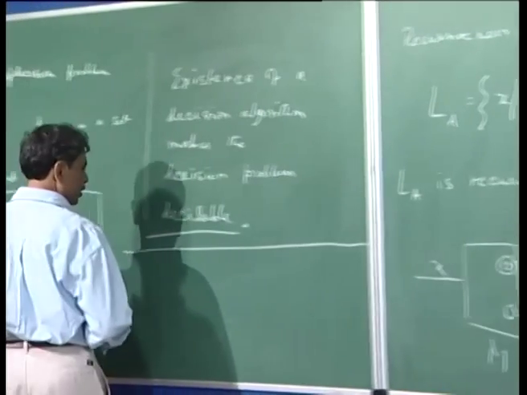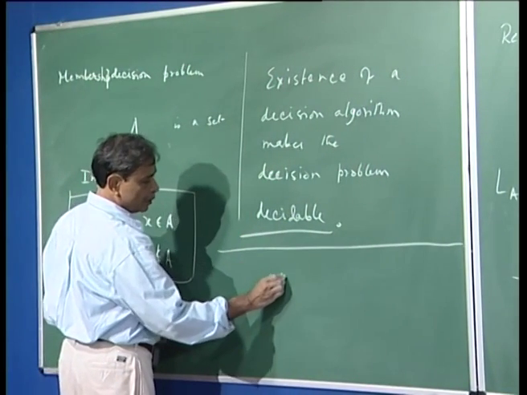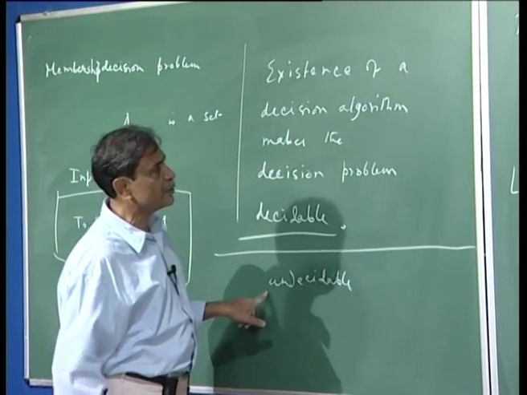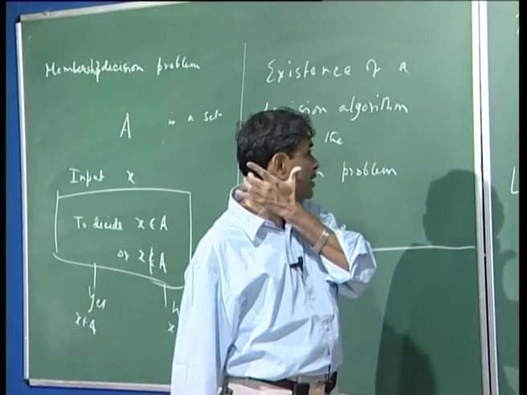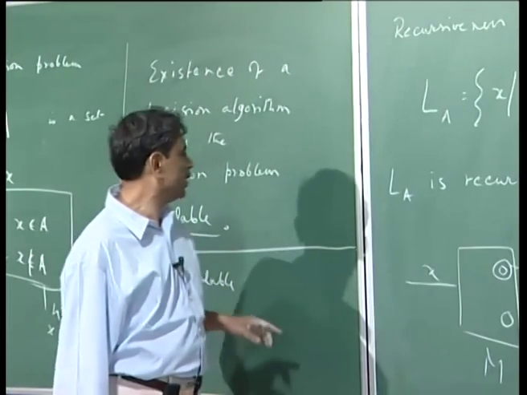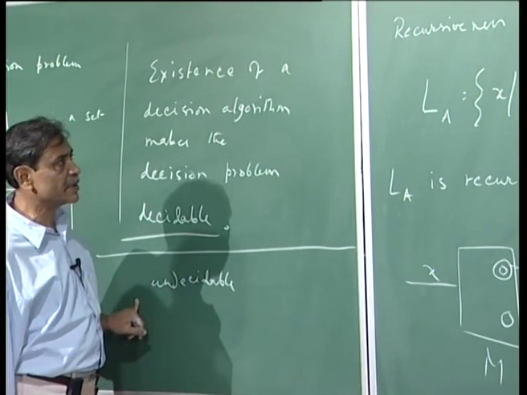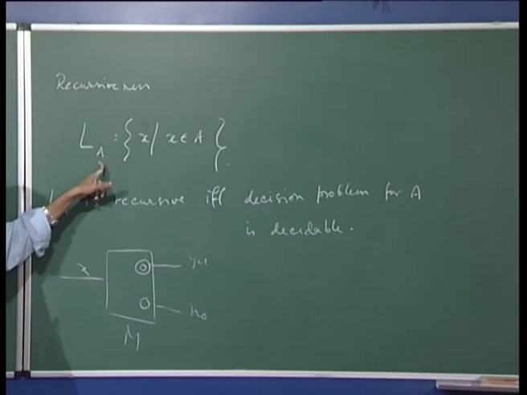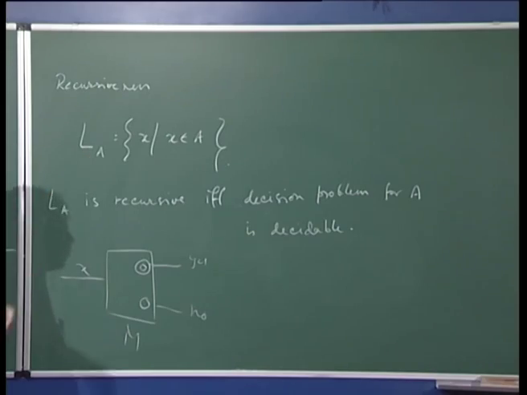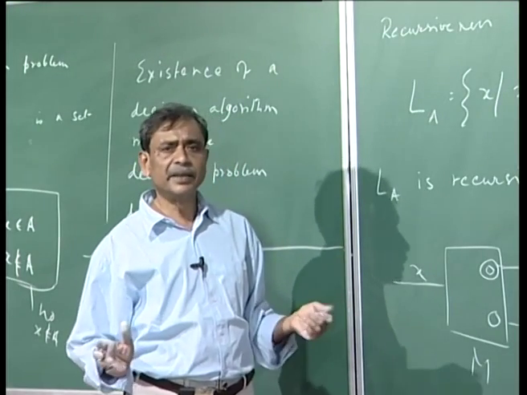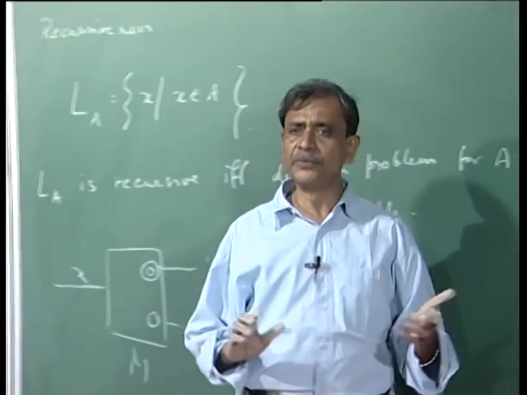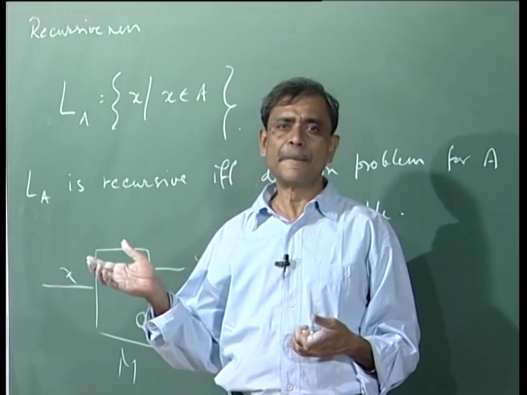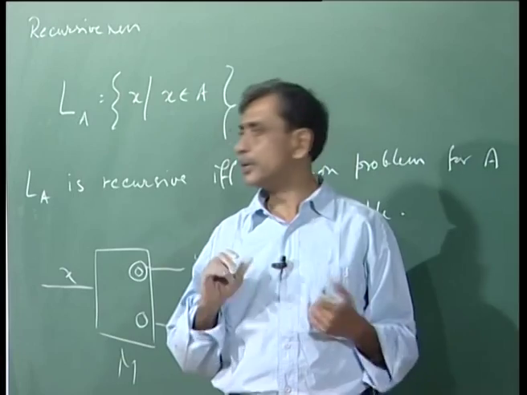So, some decision problem is undecidable. Corresponding to every decision problem, we can create the set of yes instances as we did here, and that is a language. If the decision problem is undecidable, that means the corresponding language of yes instances is not recursive. So, undecidability proofs essentially can be couched in the language of languages: show the corresponding language to be not recursive.